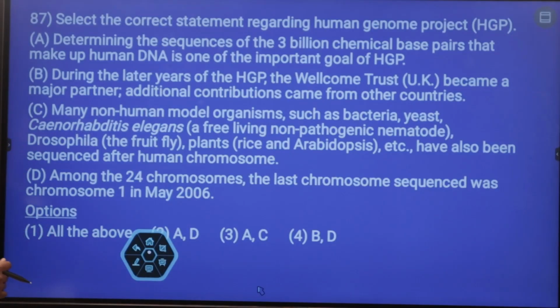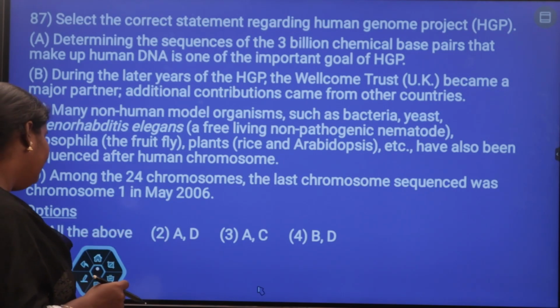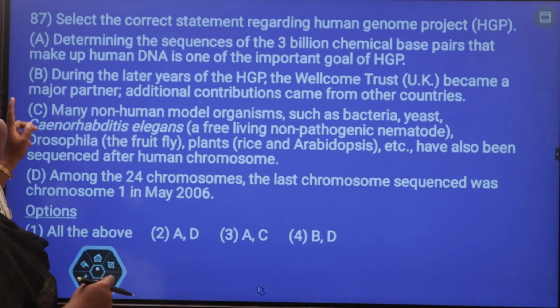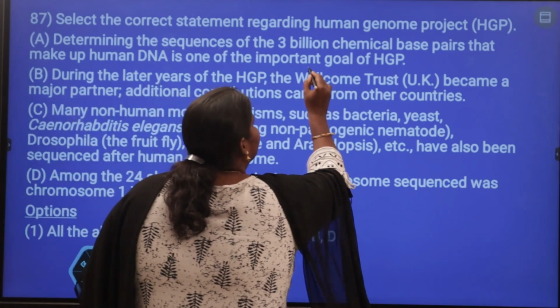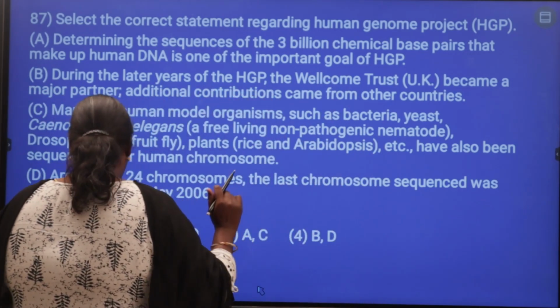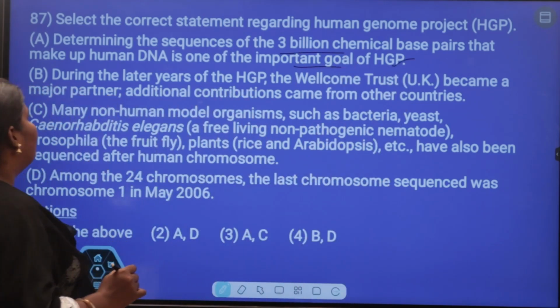87. Select the correct statement regarding the Human Genome Project. You have to identify the right statement. Determining the sequences of the 3 billion chemical base pairs that make up human DNA is one of the most important goals. Yes, it's an important goal in the project.